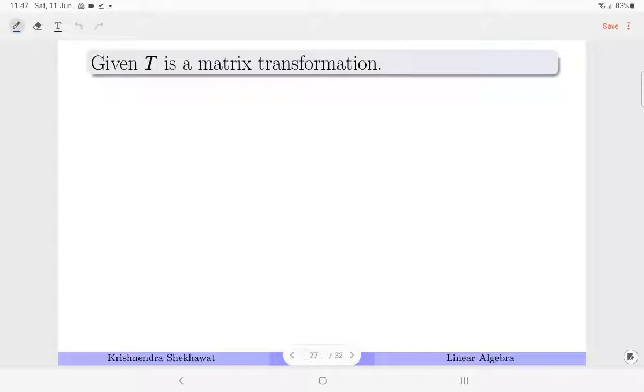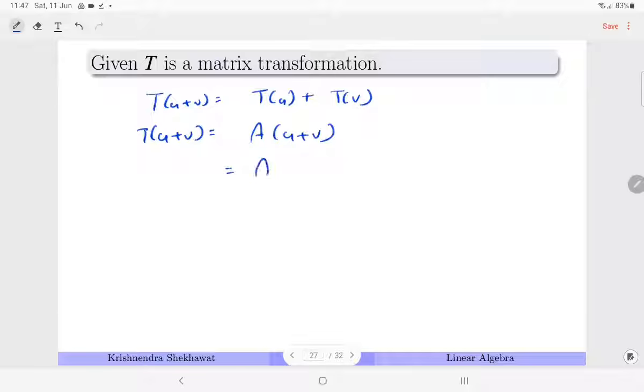So if we are given that T is a matrix transformation, we need to show that T(u + v) should be equal to T(u) + T(v), which is simple because T(u + v) is A times (u + v), which can be written as Au + Av, and that gives me T(u) + T(v). Similarly, I can show the second property.